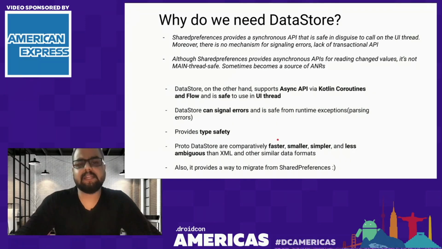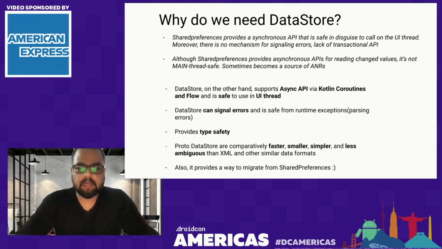So what does DataStore have for us? As I discussed earlier, it supports an asynchronous API via Kotlin coroutines, and internally it uses Flow, and it's safe to be used on the UI thread. DataStore can signal errors and is safe from runtime exceptions. It basically helps us save a lot of time on exceptions, and it provides type safety.